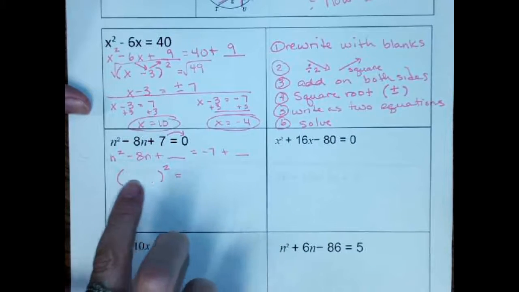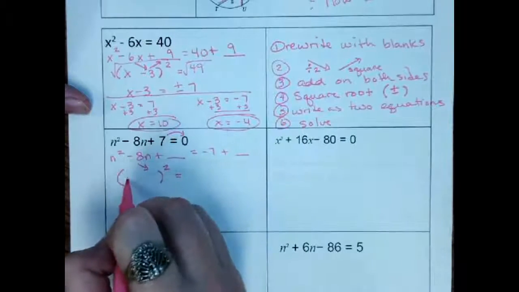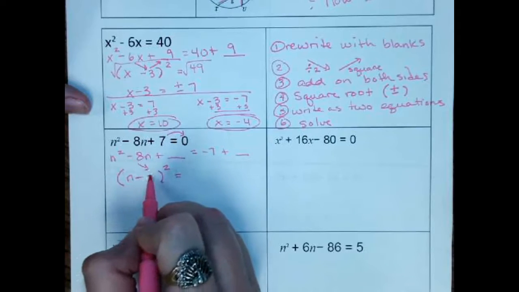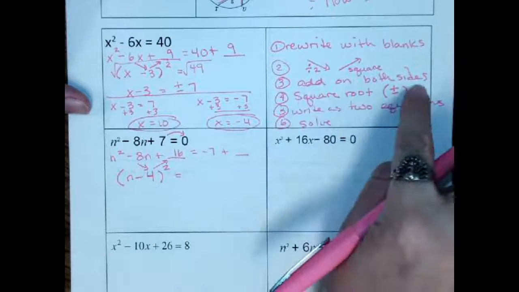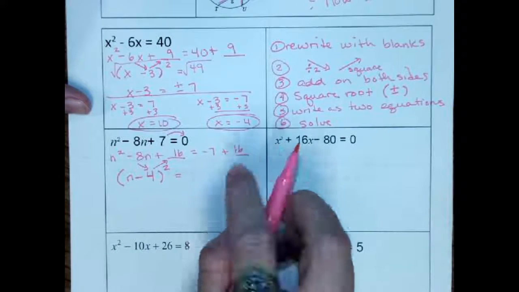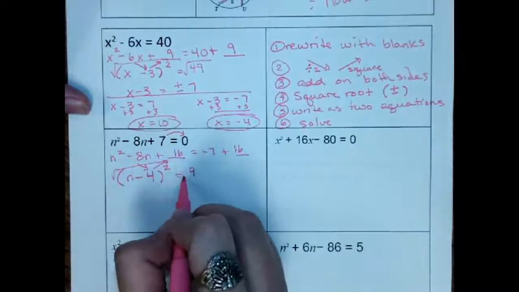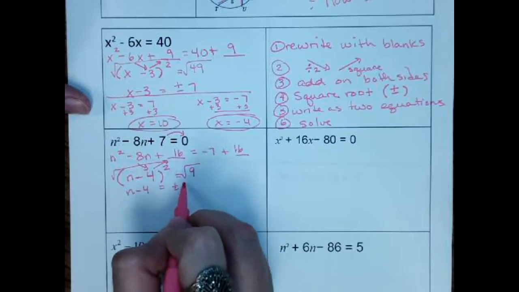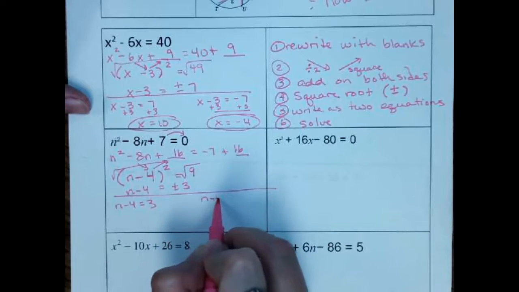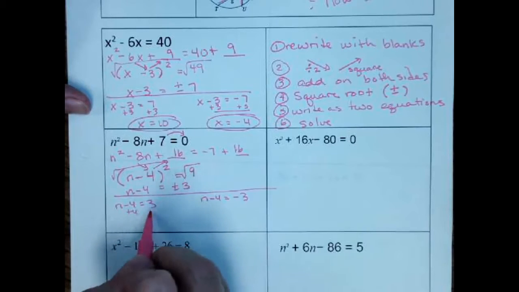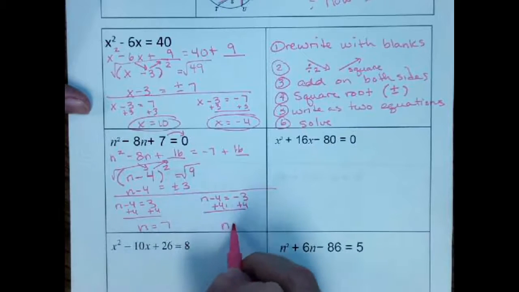Every time the form's going to look like this. And I divide by 2 as I go down. So negative 8 divided by 2 is negative 4. And then I square as I go up. 4 squared is 16. And I add it on both sides. If I put a 16 here, I have to put a 16 there. Negative 7 plus 16 is 9. Then I square root and plus or minus. n minus 4 equals plus or minus 3. Write as 2 equations. n minus 4 equals 3. n minus 4 equals negative 3. And solve. So we get n equals 7 and n equals 1.